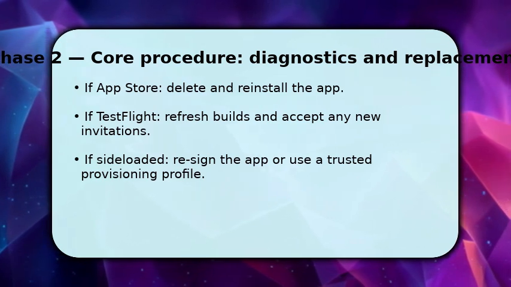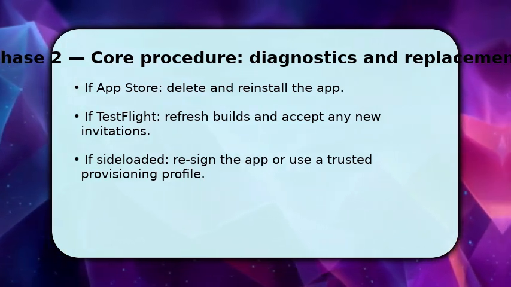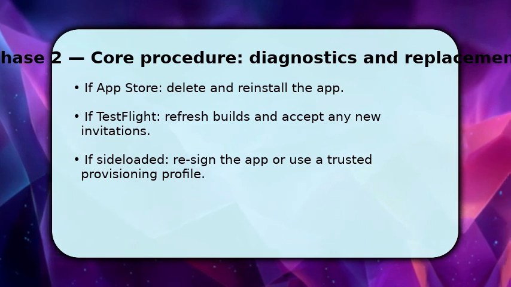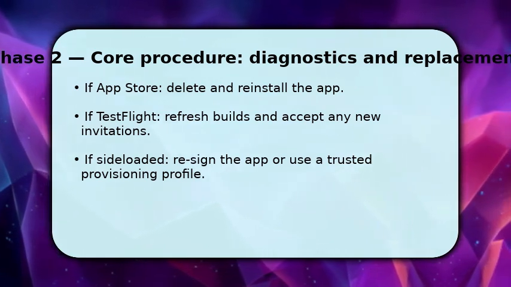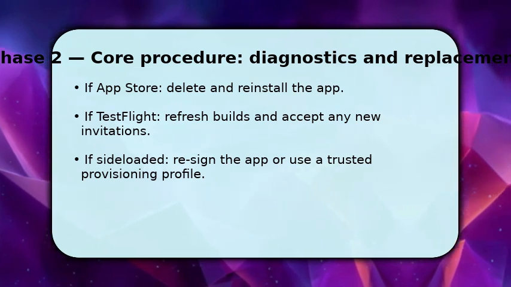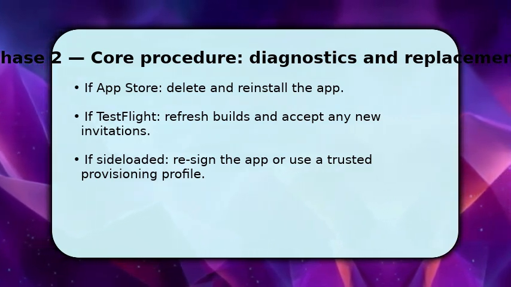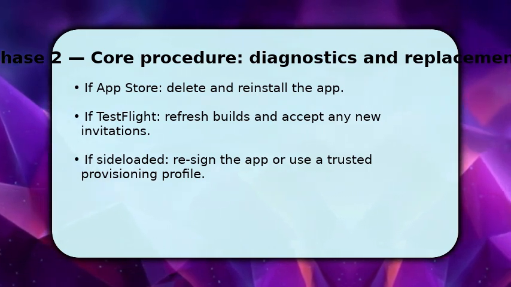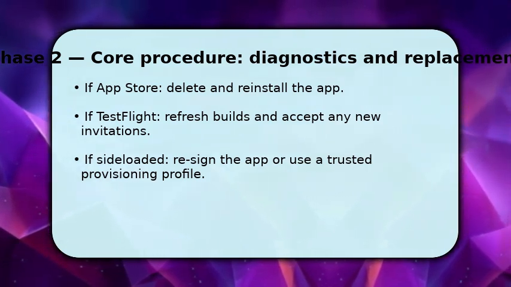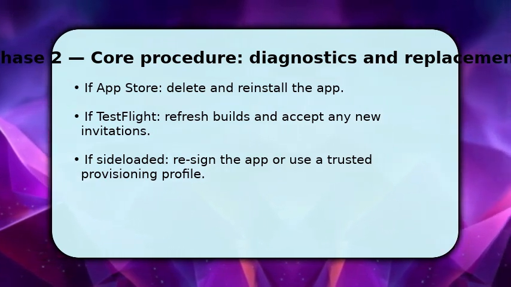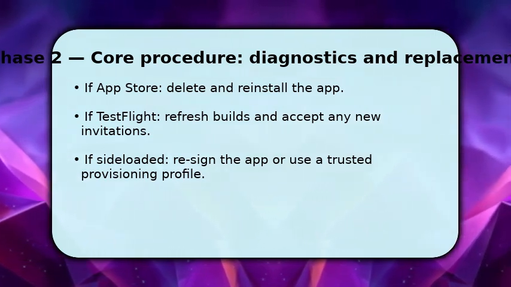If it's from the App Store, delete and reinstall to force a fresh signature check. That often resolves corruption. If it's TestFlight, open TestFlight, refresh builds, and accept invitations so Apple servers revalidate the build. For sideloaded apps, you must re-sign them with a current certificate or install a trusted provisioning profile. This is why automatic time and Apple ID matter. They control certificate trust and expiration checks.